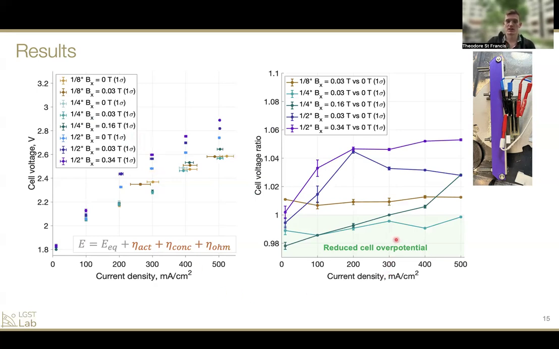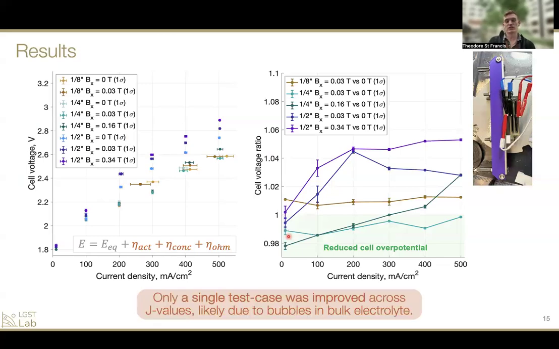And so you'll notice that across all magnet sizes here, we have the various fluxes for each magnet size compared to their no magnet baselines. Only one of the magnetic configurations reduces the overpotential across all current densities. And so this is likely due to the presence of bubbles persisting in the bulk electrolyte, thus reducing the overall conductivity of the electrolyte and reducing the efficiency of the reaction.